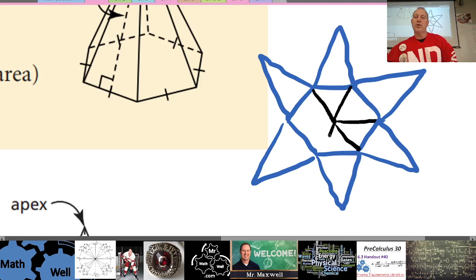Now, all these triangles are going to be the same, so there's going to be 6 triangles here, but you have to find the area of this one triangle and then multiply by 6 to get the area of the base. Okay, let me say that one more time.